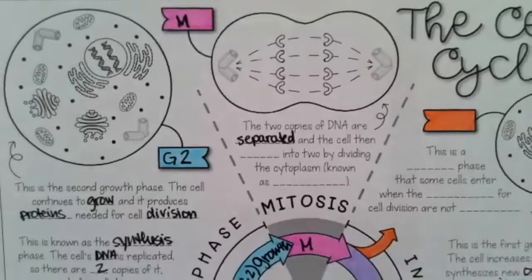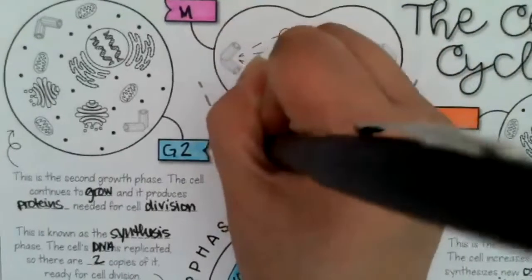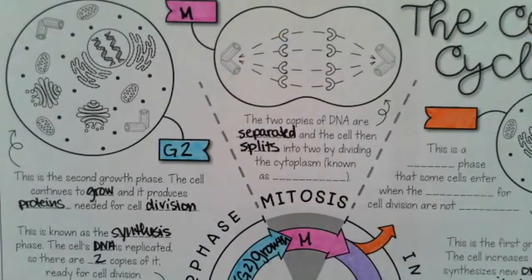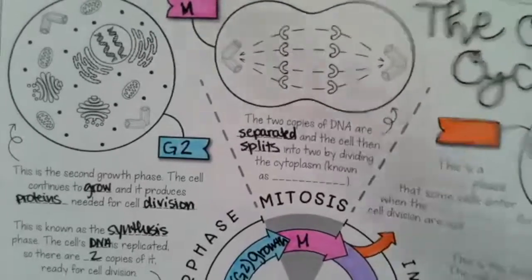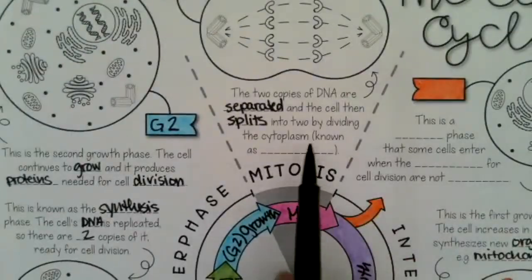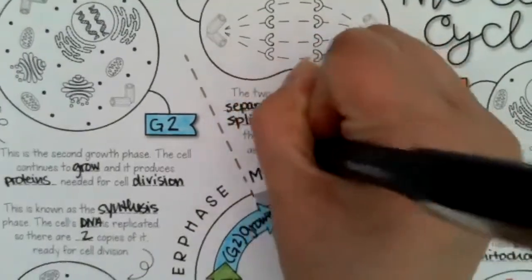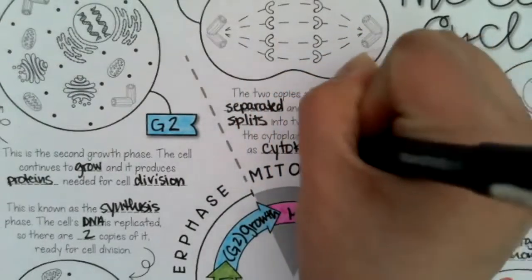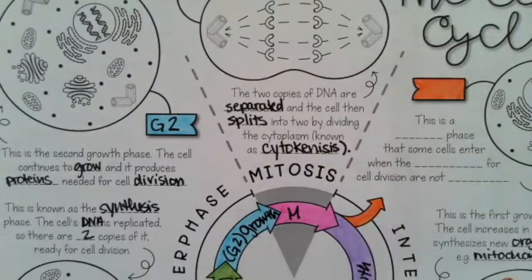The 2 copies of DNA are going to be separated, and the cell will then split into 2 by dividing the cytoplasm, which I like to think of as the jelly that kind of fills the whole cell. It holds the organelles in place. And when it splits the cytoplasm into 2, we call this process cytokinesis. All right. Cytokinesis. And there it is.